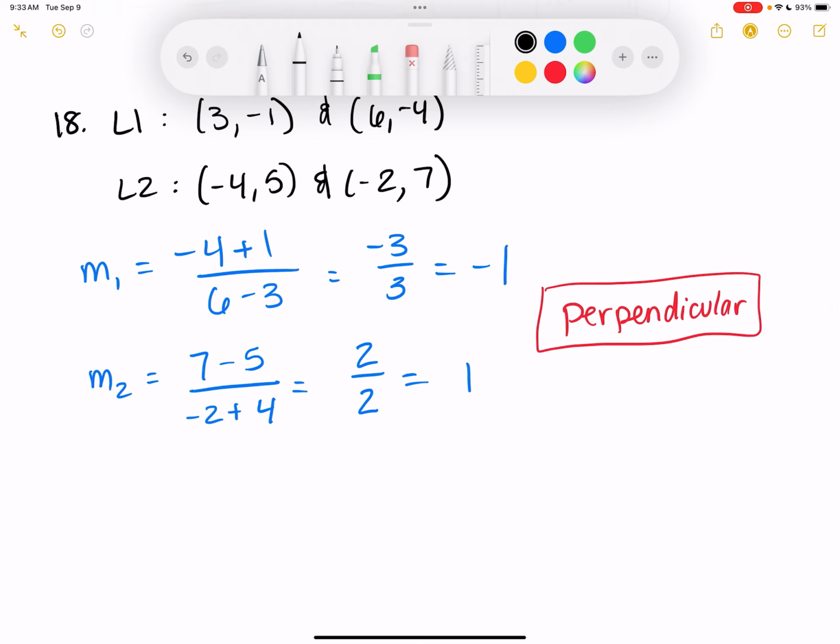All right, 20. Line 1 is negative 1, 4 and 2, 5. Line 2 is negative 6, 2 and 0, 4.